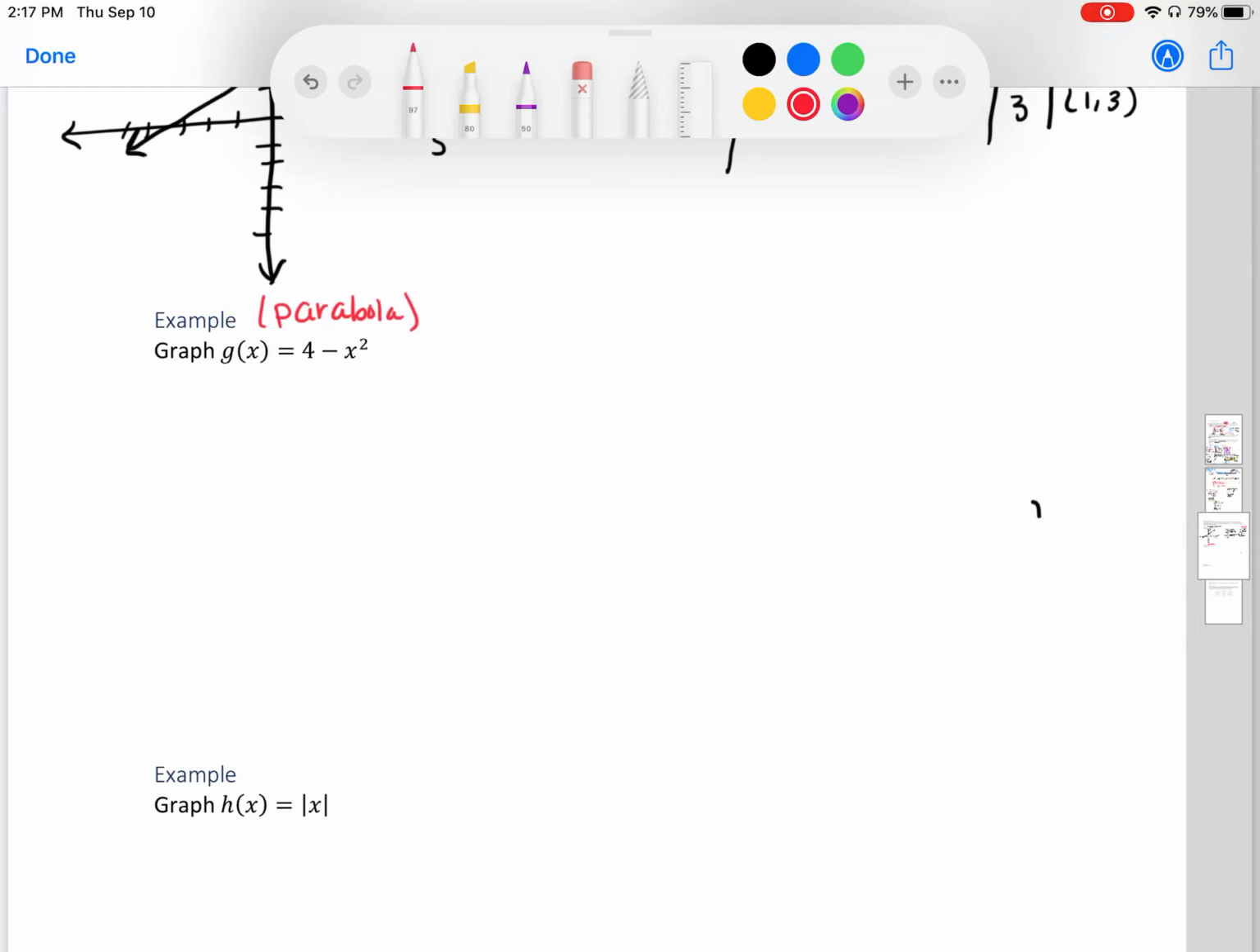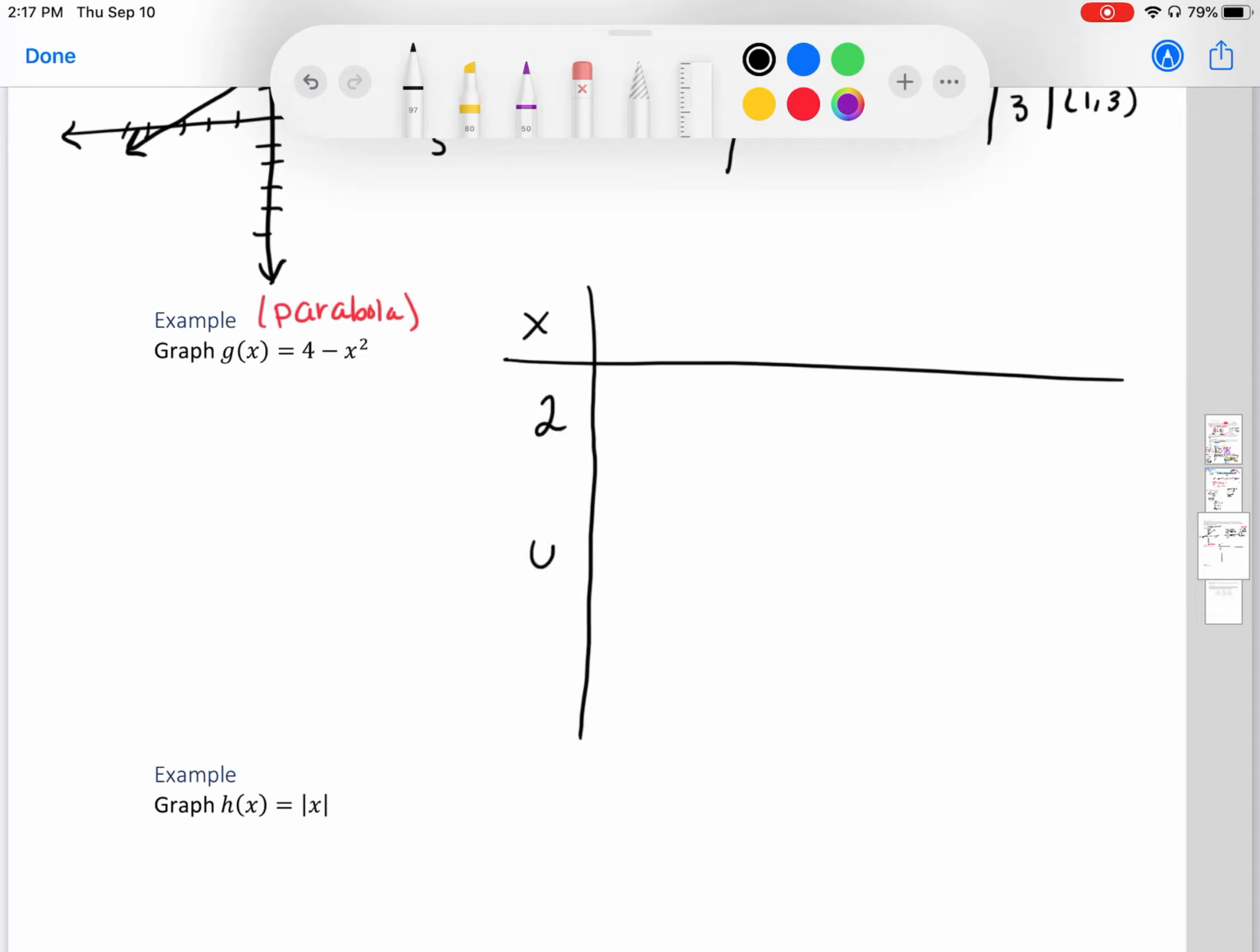This is called a parabola. It's a U-shaped figure. All right, let me guide you through this one. Now for this one, we have to be careful with our x values. So let me guide you. Let x equal 2, 0, and negative 2.